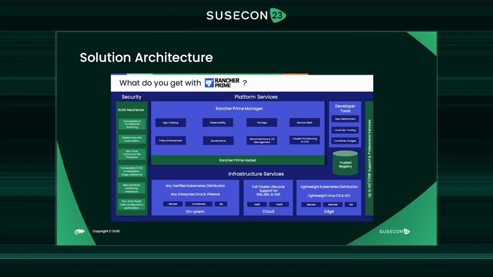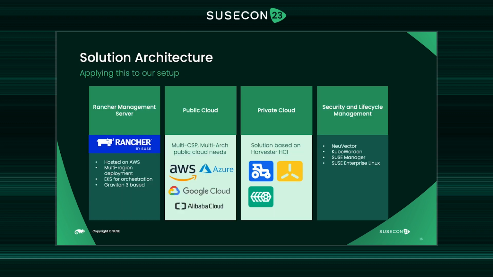NeuVector then gives us a security solution to protect all parts of the stack. We will discuss this in more detail later on in the presentation. And as you can see on the right, we have the 24/7, 365-day-a-year support and professional services. These give us the confidence we need around seeking advice for maintenance, deployment and day-to-day support activities. Rancher Prime does also provide a trusted registry, though we're yet to switch over to that today.